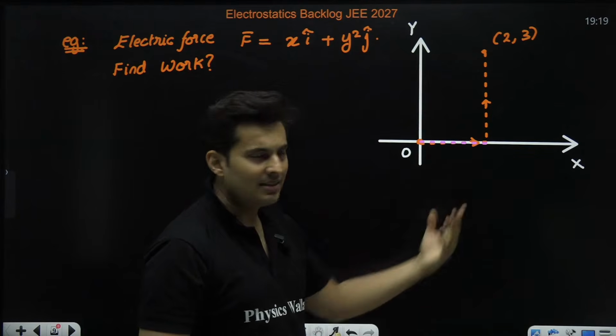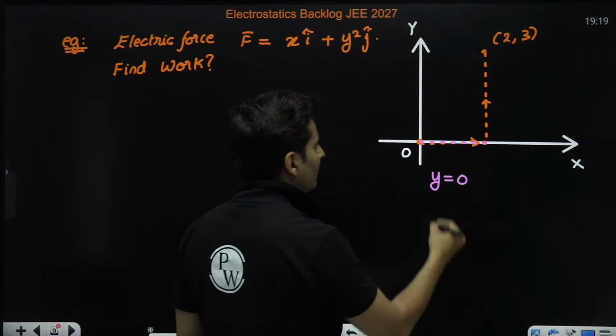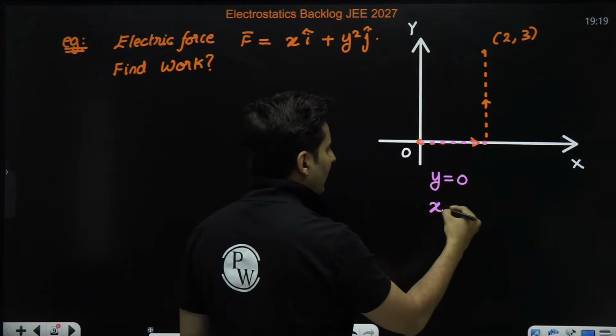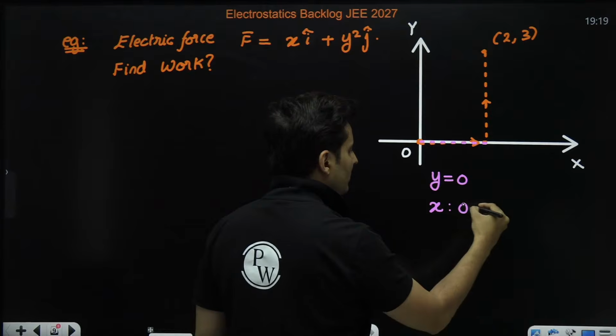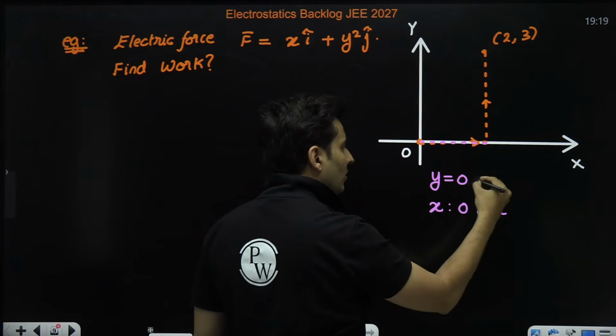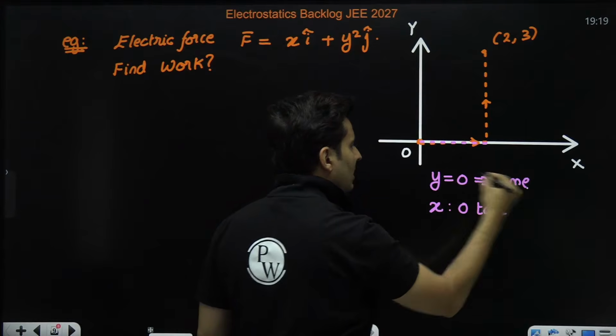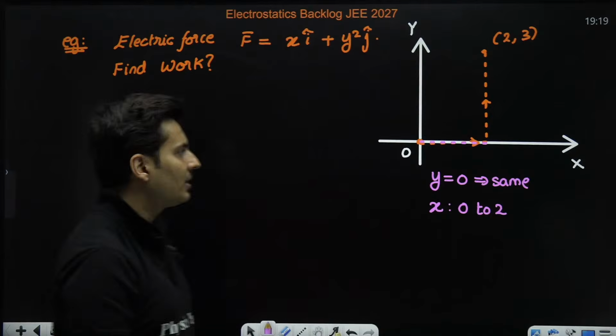If I am going on the x-axis, it's obvious that the y coordinate will be 0, and it is the x coordinate which changes from 0 to 2. Y is equal to 0. That is basically the same. It is not changing. It is the x coordinate which is changing.